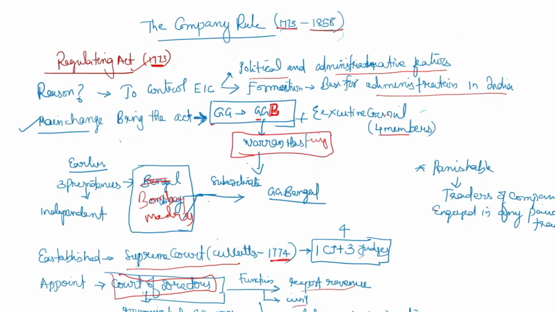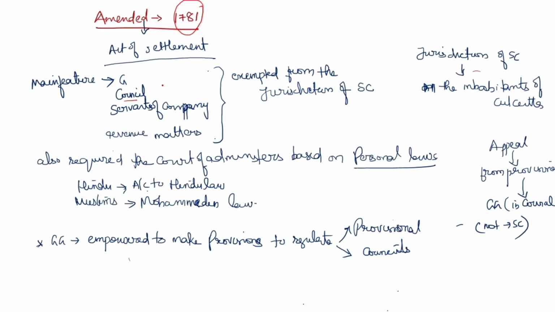Next, the Regulating Act had some demerits. To overcome those demerits, they amended the Act and implemented the Amendment Act 1781. This Act is also called the Act of Settlement. So what are the main features of the Act? You should remember these features.